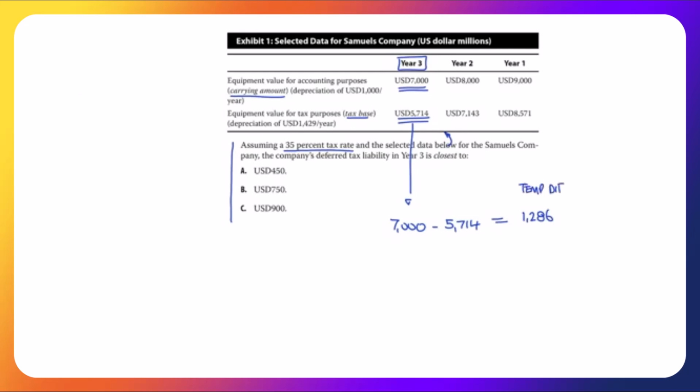That is our temporary difference. To work out our deferred tax liability, and it is a liability because the tax base is less than the carrying value, so confirmed liability. To get the liability, multiply by the tax rate, it's 35%. And that will give us 450. Answer is A.